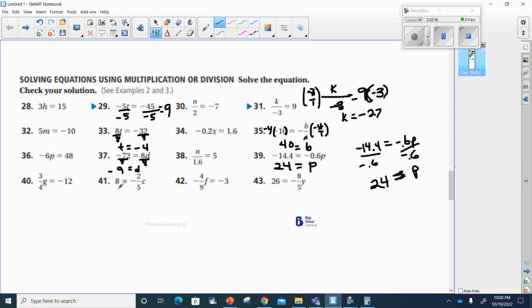All right, let's look at number 41. On 41, I am multiplying by negative 2 over 5. So to get rid of it, I'm going to multiply by negative 5 over 2. That's the opposite. Notice I don't go with the opposite sign. I keep it negative. Now, a negative times a negative is a positive. My 5's cancel out, my 2's cancel out, leaving me with C. Remember, whatever I multiply to one side, I have to multiply to the other. So I'm going to multiply this to negative 5 over 2.